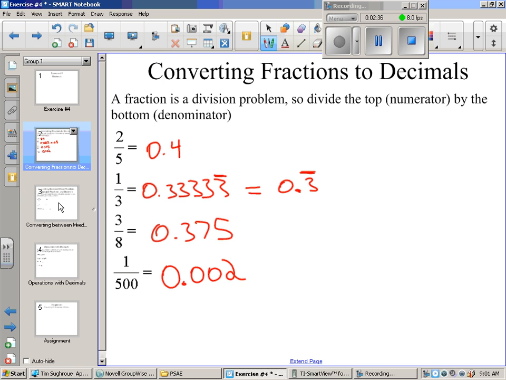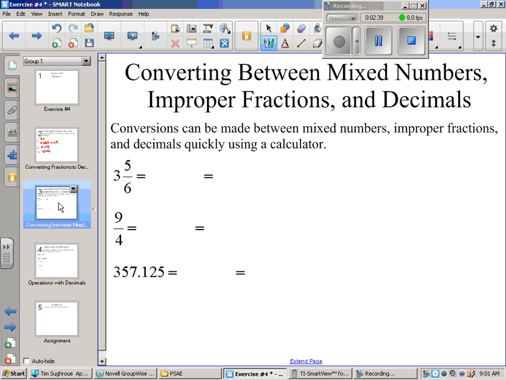Next slide. Converting between mixed numbers, improper fractions, and decimals. So conversions can be made between mixed numbers, improper fractions, and decimals quickly using a calculator, and that's what we're going to do. We're going to use the calculator to do these. So I'll give you a moment to get them written down.